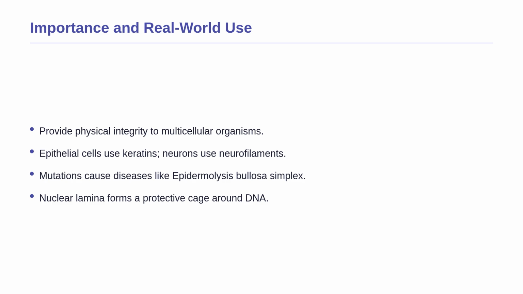A tragic real-world example is the genetic disease epidermolysis bullosa simplex. Here, a mutation in keratin genes causes the skin to blister and peel off at the slightest touch. Furthermore, a specialized type, called the nuclear lamina, forms a protective cage around the cell's DNA, ensuring the nucleus does not collapse.